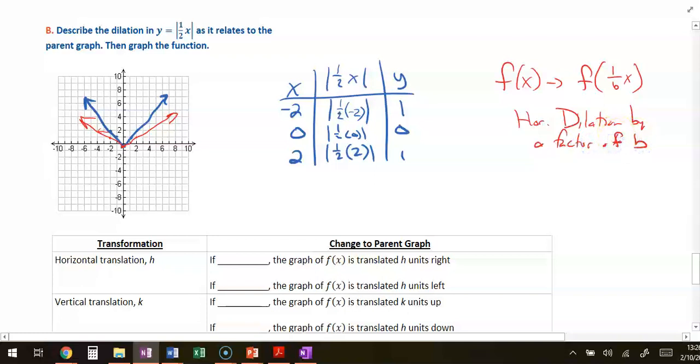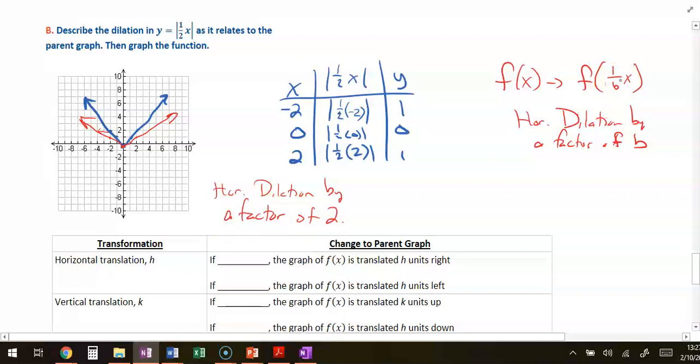Now, the original notes had a in it, but if we're inside, other books will use b, so you'll see those variables change back and forth. And so this problem is a horizontal dilation by a factor not of 1/2, but of 2. Because remember, it's the b that matters.